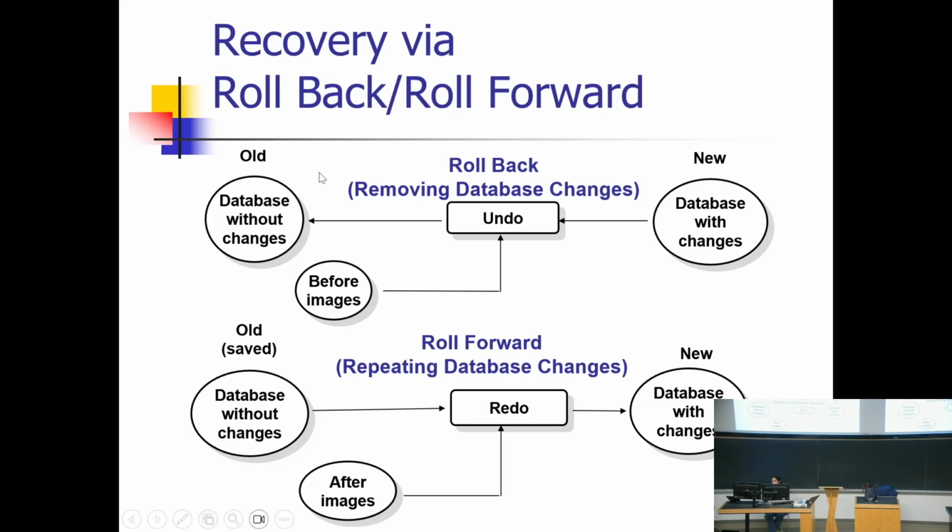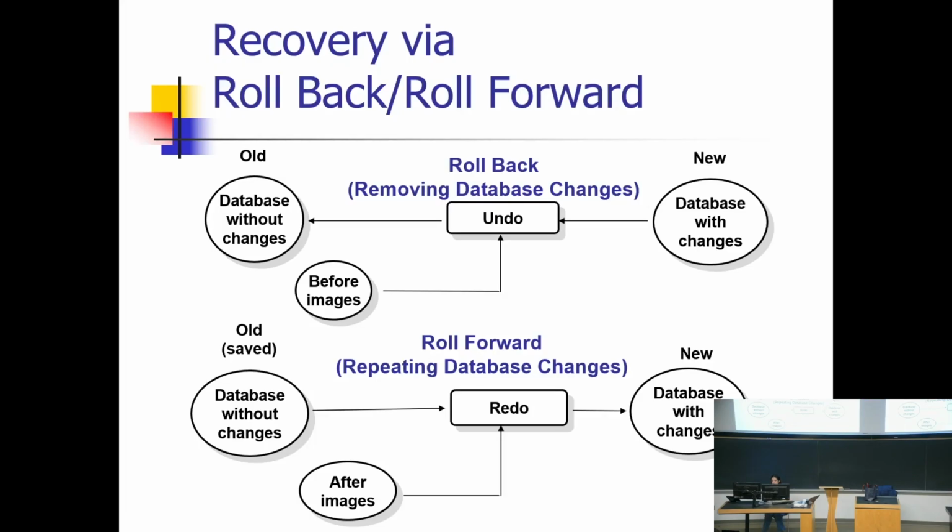Now, in rolling forward, we do something similar to redo. We just use the after images, again from the log that we have, to redo committed transactions. So what is the difference? Uncommitted, incomplete transactions, we roll back. But if it was committed, then we can roll forward, because we have the after images, and we can use them for committed transactions.